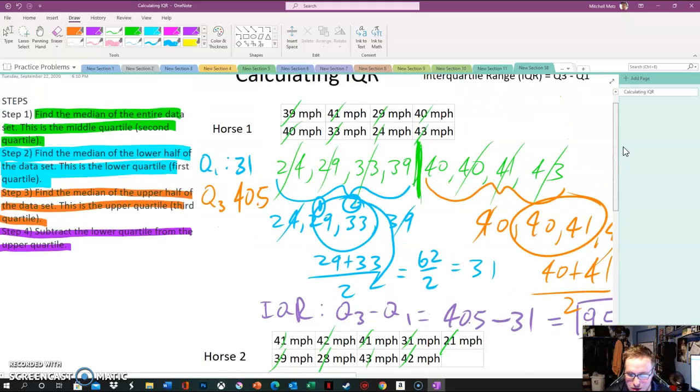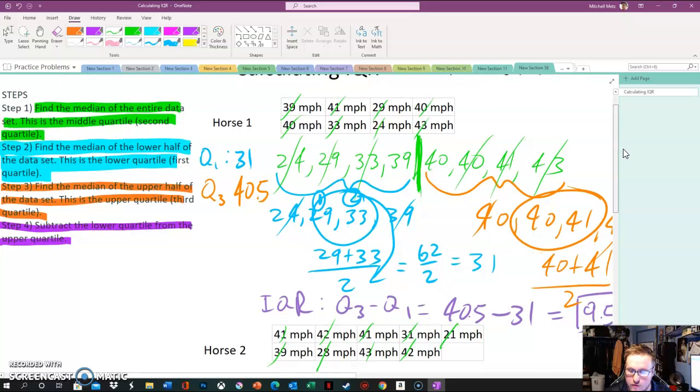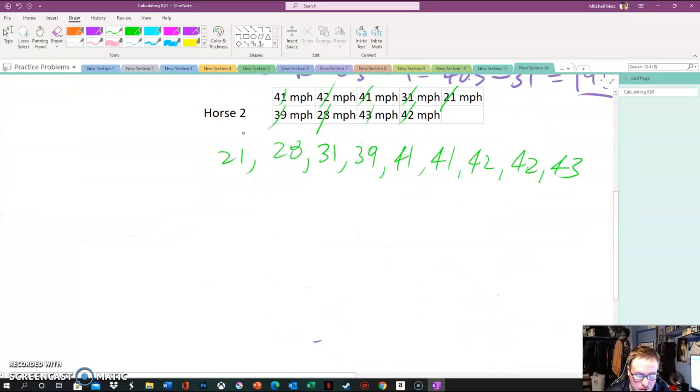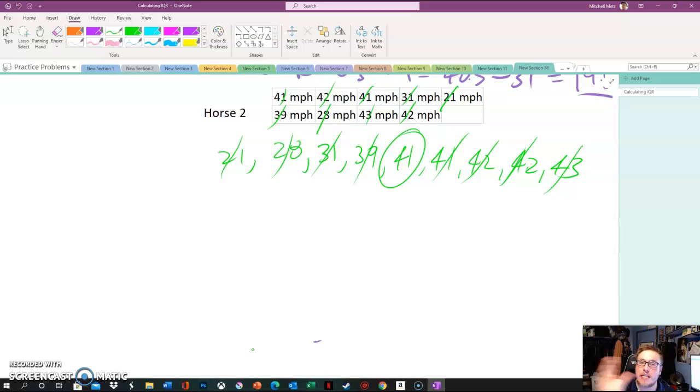On the second step, I'm going to find where my median is. I'm going to cross them out. I keep getting too far ahead of myself. Cross them out until we get to one middle number. The middle number is 41. So remember, when we have a number in the middle that is a single number, we are only going to use the numbers to the left of it to find the lower quartile, and then the numbers to the right of it for the upper quartile.